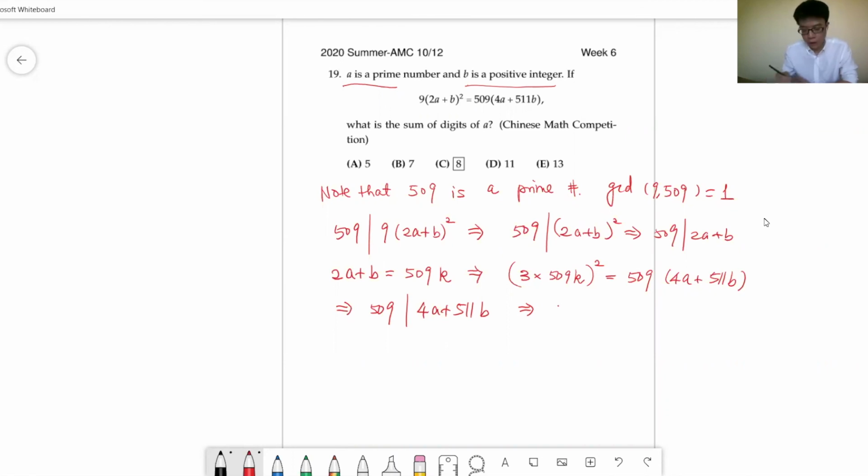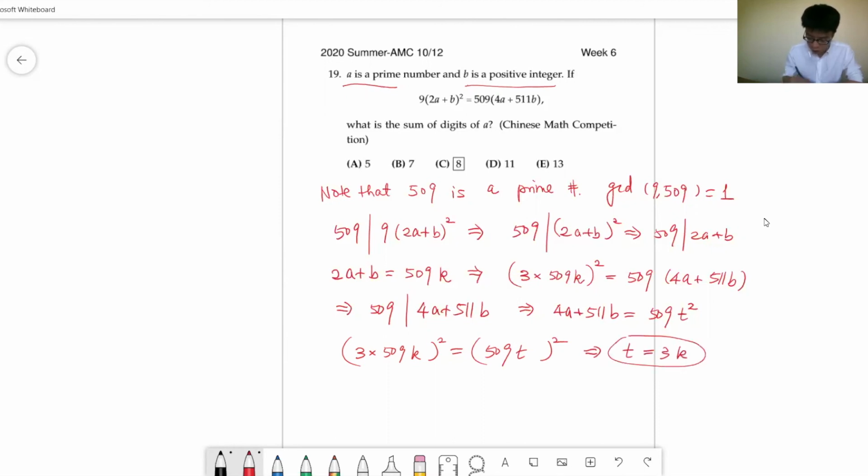It's also a square. So we must have 4a plus 511b be 509 times some square, because the whole number is a square. So let me denote it by t squared. All right. Now we can relate k and t. Basically we have 3 times 509k, the left hand side, equals 509 t squared. So that means t is 3k. So there's a relation between t and k.